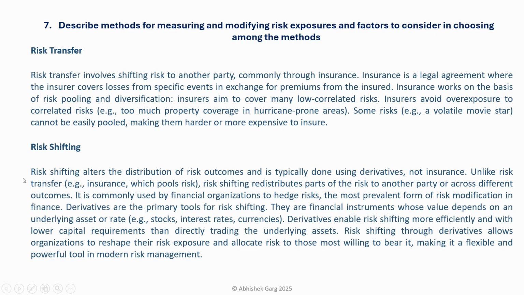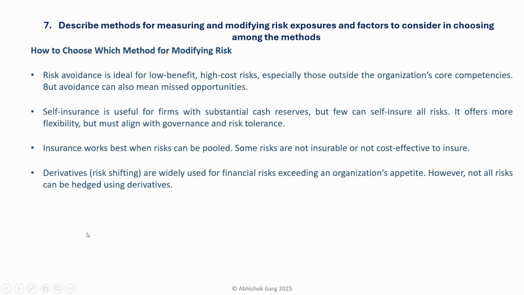Risk shifting alters the distribution of risk outcomes, and it's typically done using derivatives and not insurance. Unlike risk transfer, risk shifting redistributes parts of some risk to another party. It's used by financial organizations to hedge risks, and derivatives are the primary tool for risk shifting. It allows the organization to reshape their risk exposure and allocate risk to those who are most willing to bear it, making it a flexible and powerful tool in modern risk management.